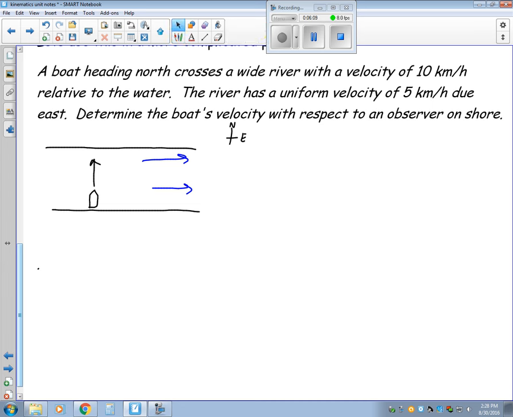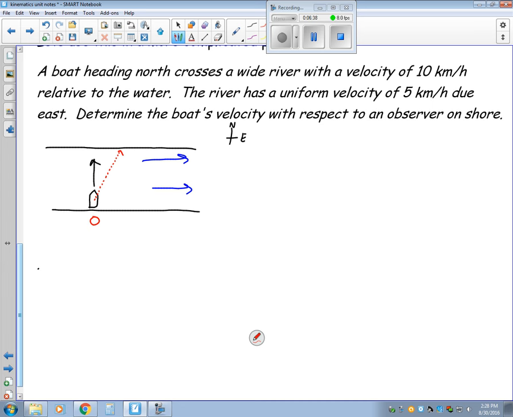If you think about it, what path would this boat actually take? If someone is standing on shore watching this boat, they're not going to see the boat go straight across the river. The boat's going to be carried with the current of the river a little bit. They're going to see the boat make a diagonal, and the speed's going to be different as well. They're not going to observe the boat traveling at 10 kilometers per hour. Probably a little faster since the current's carrying the boat.